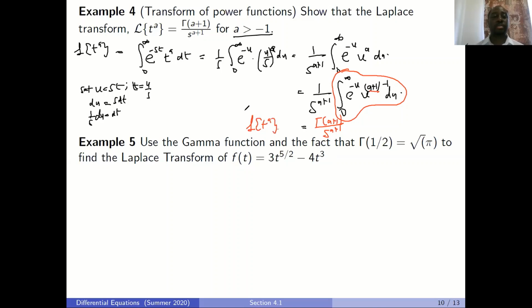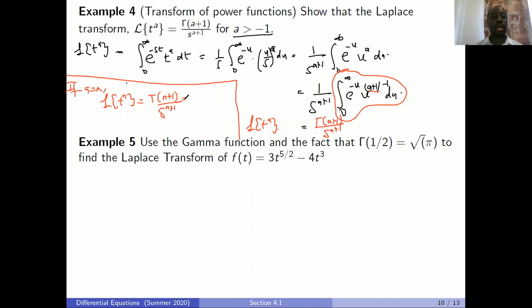Okay, and then of course a special case of that, if a is just n, which is an integer, so if a is n, then I have that the Laplace transform of this power function here, or monomial, right? This is just gamma of n plus 1 over s to the n plus 1. But gamma of n plus 1 is n factorial over s to the n plus 1. All right. So that becomes a special case.